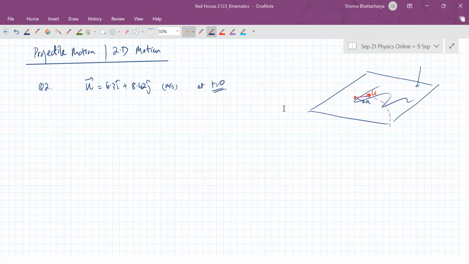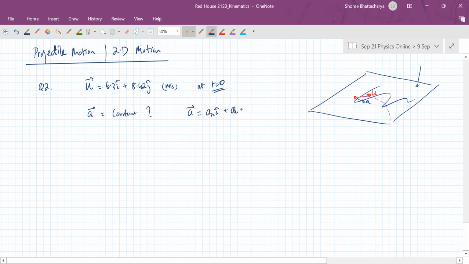And its acceleration is given to us as constant. So we don't know how much that is. So it's got some x component, some y component, where these are known quantities. Okay. Now it's given that 3 seconds later, the boat is at rest. So at t equal to 3 seconds, the boat's instantaneous velocity becomes 0.